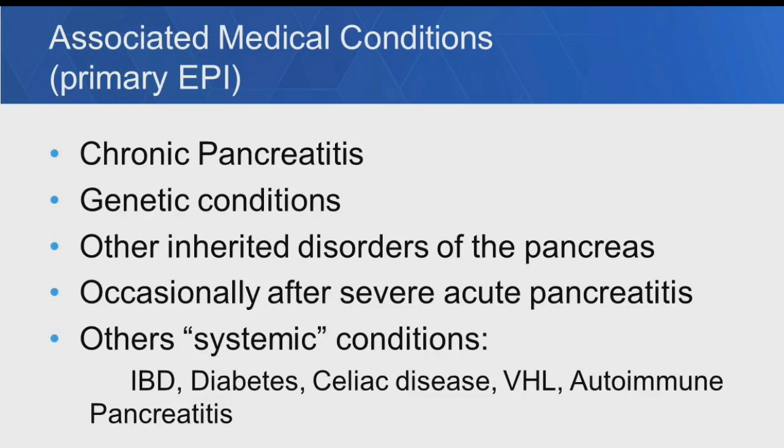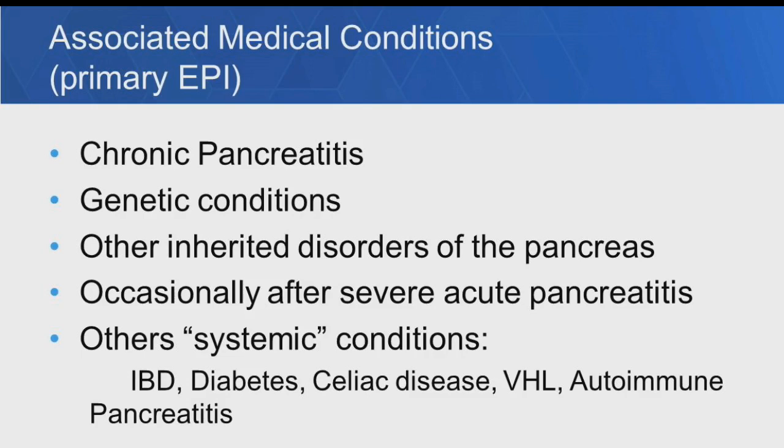So what do we think when we're talking about primary etiologies for EPI, or exocrine pancreatic insufficiency? By far, we're talking about chronic pancreatitis. There are many genetic conditions that have been mentioned throughout the morning. There are some inherited disorders of the pancreas. Occasionally, you have patients with severe acute pancreatitis where most of the pancreas is gone because of the severity, and then they develop exocrine pancreatic insufficiency. Very, very important to keep in mind because we're seeing these patients more and more and more. So again, a patient that had a bad episode of acute necrotizing pancreatitis, think about exocrine pancreatic insufficiency.